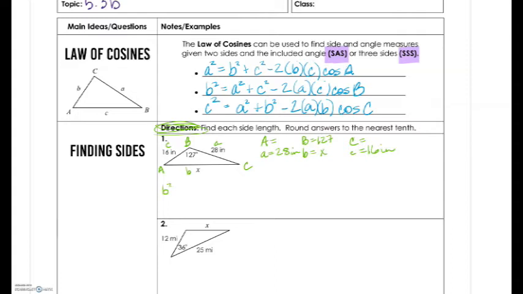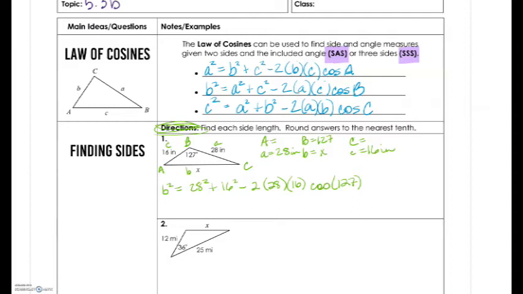So I have b squared equals a squared, which is going to be my 28 squared, plus c squared, which is going to be 16 squared, minus 2 times 28 times the 16. We're still using a and c because those are the ones that we know, times the cosine of capital B. It's 127. Fortunately, we were given that information, which was necessary because remember, it has to be side, angle, side. So we have this side, this angle, and then this side. So remember, it's got to be that way, because we're using side, angle, side is why this works.